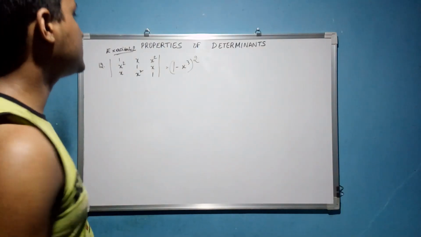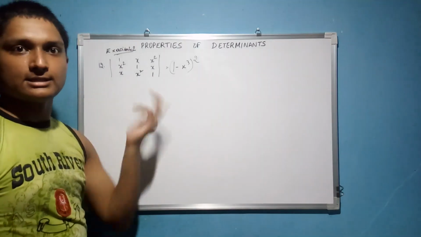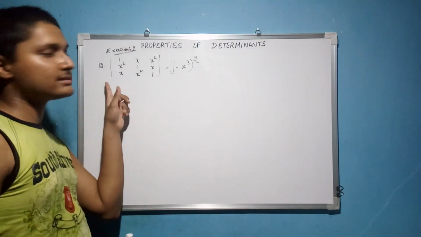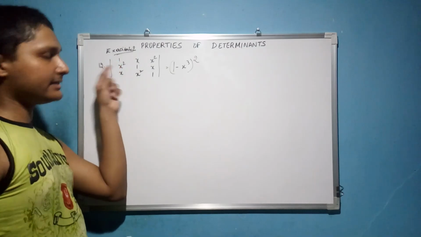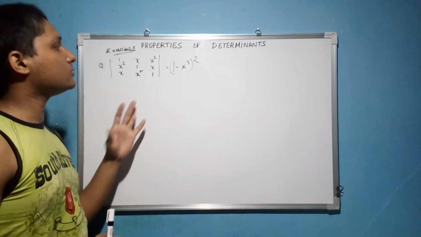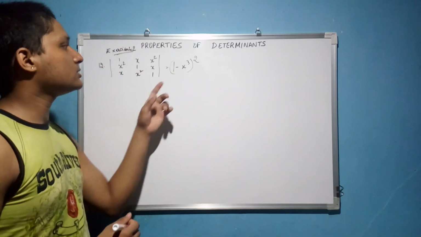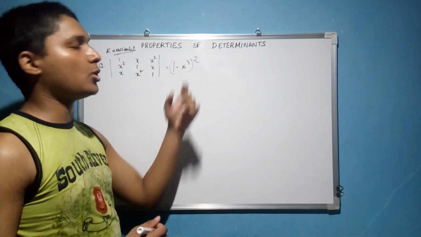Now we have our 12th question. The 12th question is one of the similar ones only, but still I am going to do this. This is a little bit different, so you have 1 and x here instead of something else. Only x is present as a variable. So in the right hand side you have 1 minus x cube whole square.